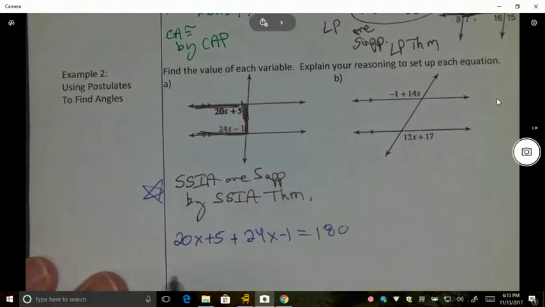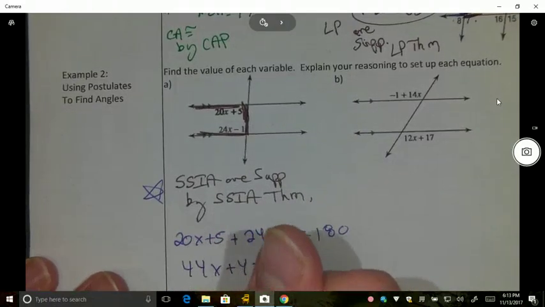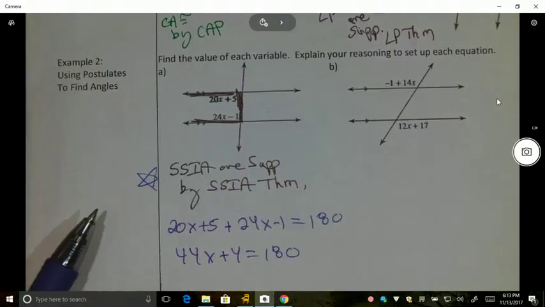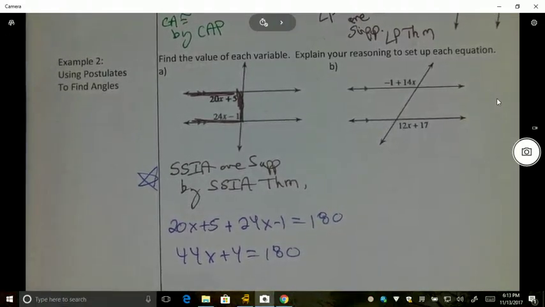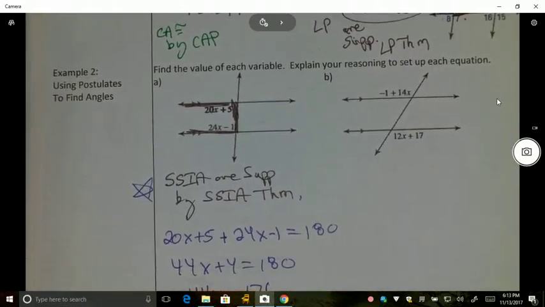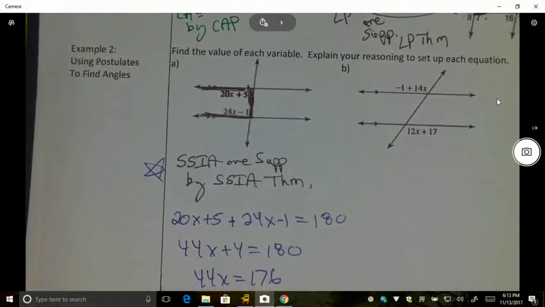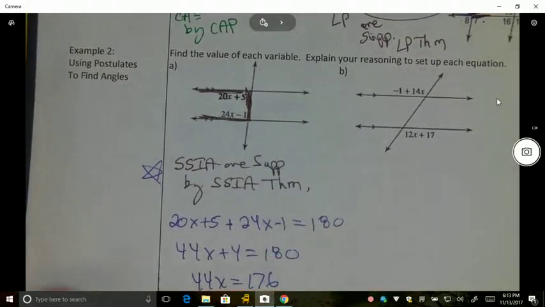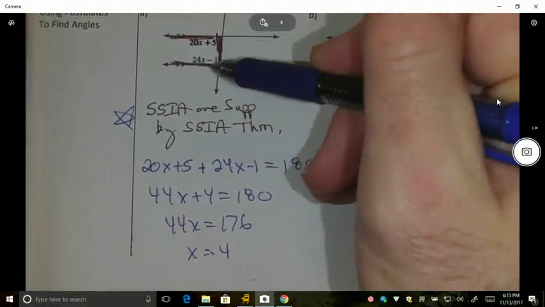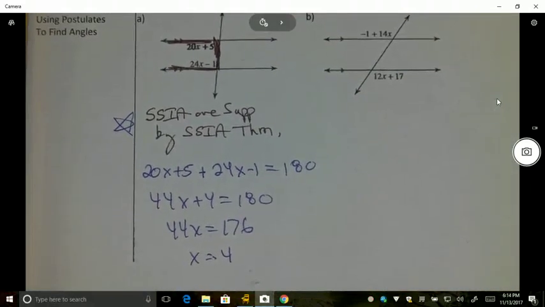So these add up to 180. This is 44x plus 4 equals 180 once we've combined like terms, and it's not a proof, so I don't need to justify every step. 180 minus 4 is 176. 44x equals 176. Divide by 44, x is 4. We were only asked to find the value of the variable, so I don't need to go back and plug it in unless I want to verify that, in fact, the two angles do add to 180 degrees, that I didn't make an algebra error.